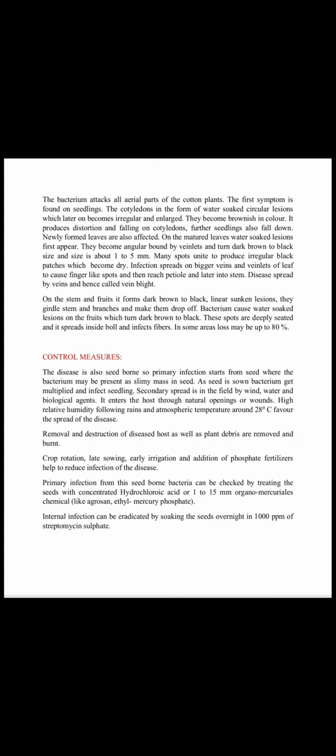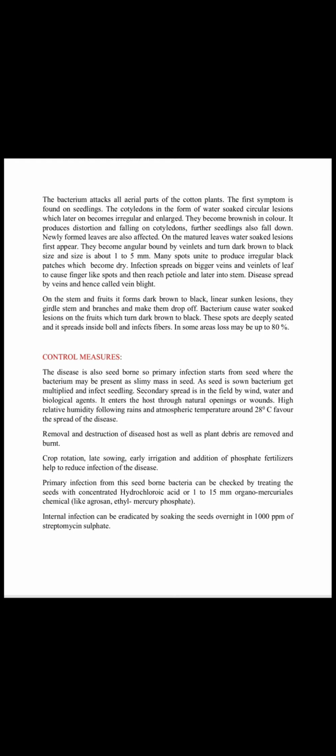It produces distortion and falling of cotyledons. Further, seedlings also fall down. Newly formed leaves are also affected. On the matured leaves, water-soaked lesions first appear. They become angular, bound by veinlets, and turn dark brown. Size is about 1 to 5 millimeter.